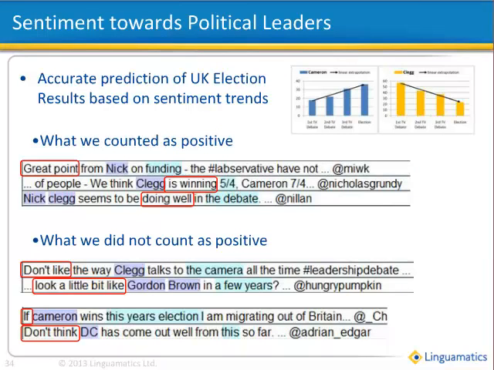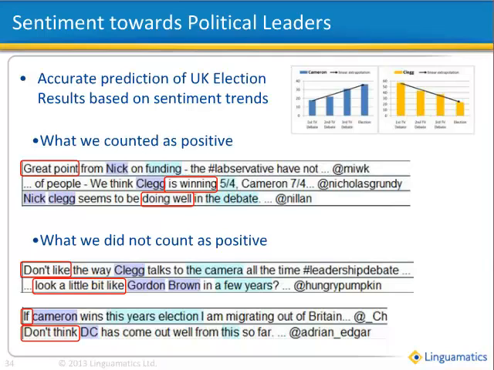A rather different example here is one looking at sentiment towards political leaders. Now, this one's an interesting case because you can look for things like positive and negative words, but context is really important in these cases. So you don't want to say, just by the word "like" being in the context of the political leader Clegg, that that's actually going to be positive about Clegg. In this case, it was "don't like". So we had a negation right before the "like".